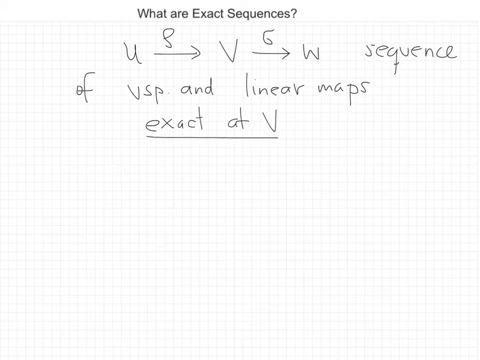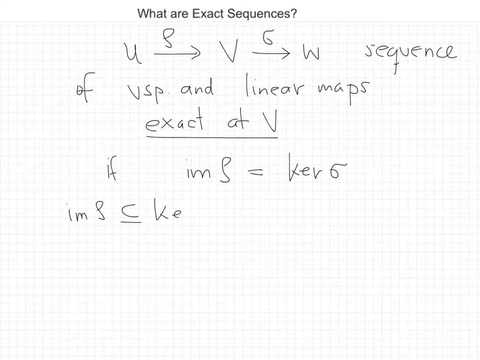So in the middle vector space, the image of the ingoing linear map, the image of rho, which is a certain subspace of V, is the same as the kernel of the outgoing linear map sigma. Note that such an equality of vector spaces splits up into two conditions. The image of rho is contained in the kernel of sigma. This is actually equivalent to the fact that the composition of sigma and rho is the zero linear map.